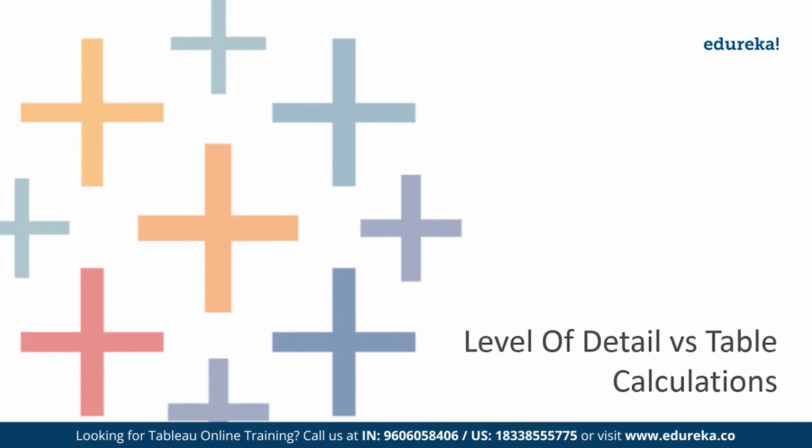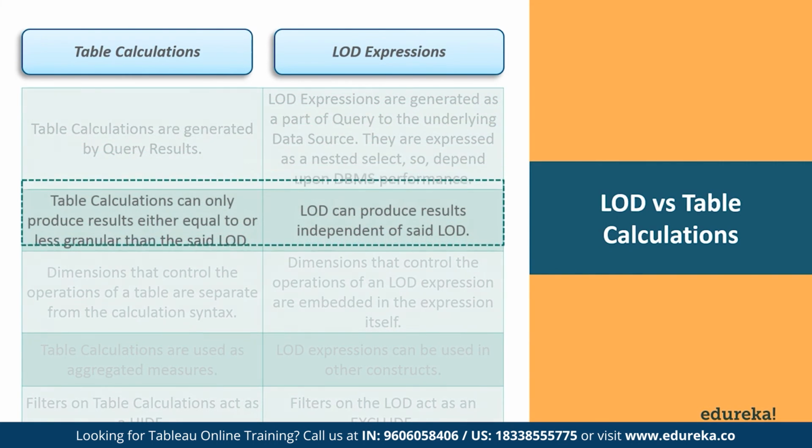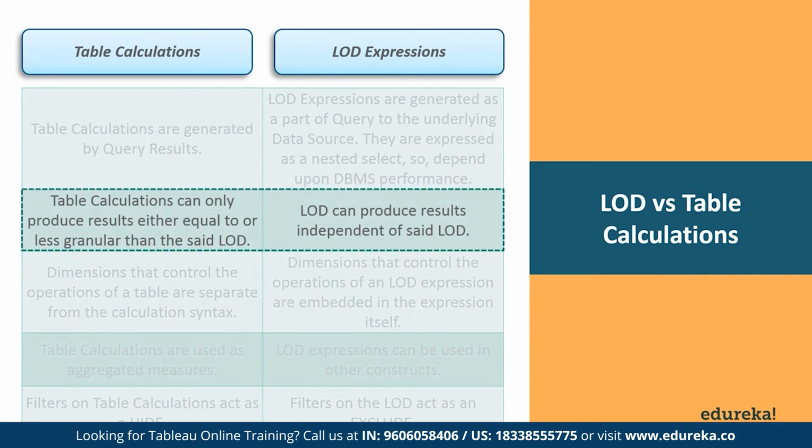This is a very common question of how the level of detail compares to the table calculation. And now that we have level of detail, do we actually need table calculations? The answer is yes, you will still be needing table calculations, but the LOD is here to take care of a lot of other things. First of all, table calculations are generated by query results, whereas the LOD expressions are generated as a part of the query to the underlying data source. The table calculations can produce results either equal to or less granular than the LOD.